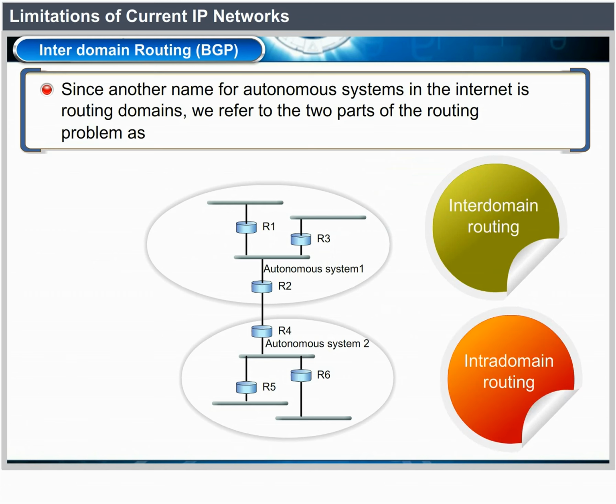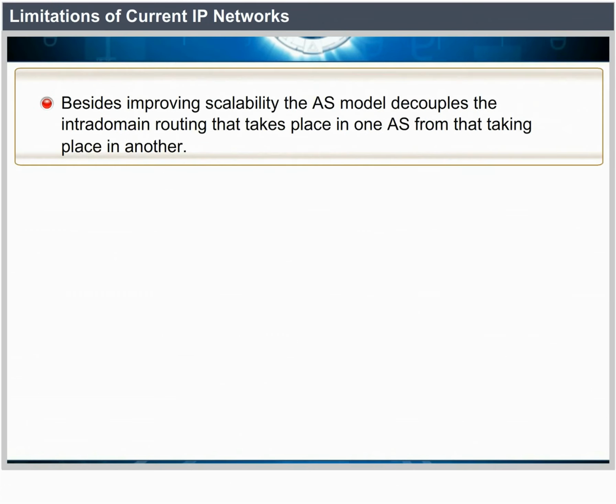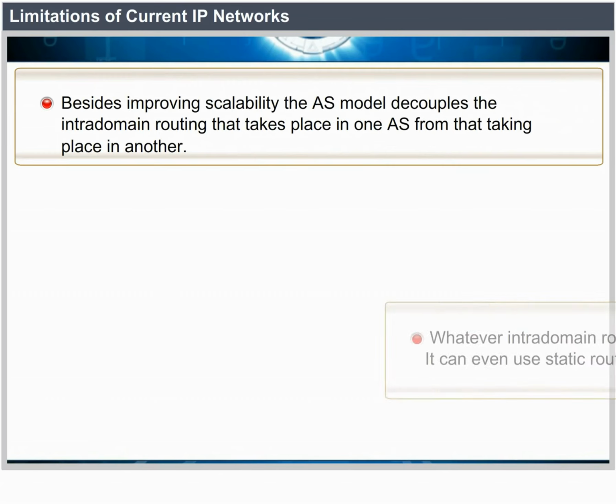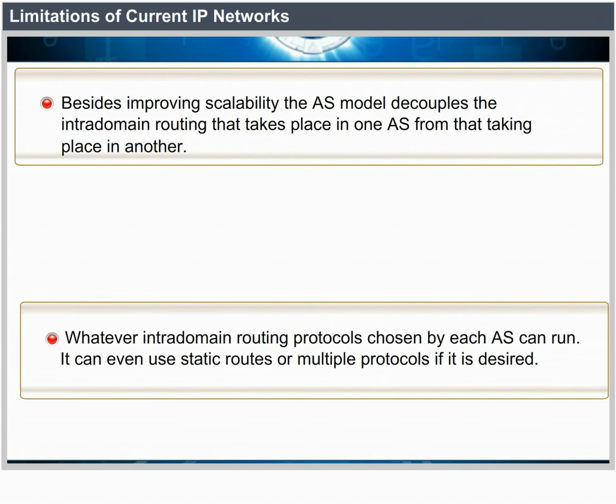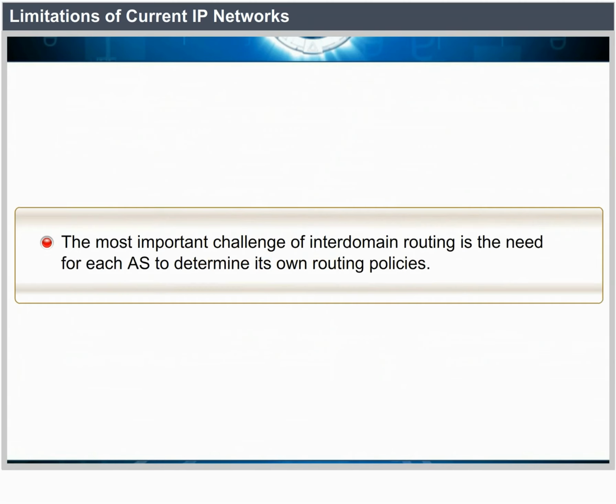In addition to improving scalability, the AS model decouples the intra-domain routing that takes place in one AS from that taking place in another. Thus, each AS can run whatever intra-domain routing protocols it chooses. It can even use static routes or multiple protocols if desired. The most important challenge of inter-domain routing is the need for each AS to determine its own routing policies.